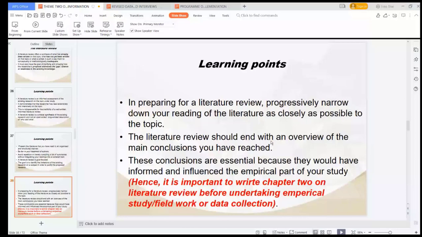And that is my emphasis: please don't go to the field, don't collect data before you master and finalize the literature chapters, because the gap will be discovered while you are in the field. Then you have to go back and redress things in a very challenging way.